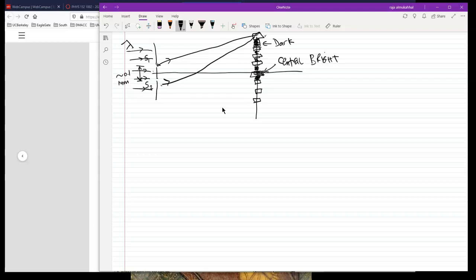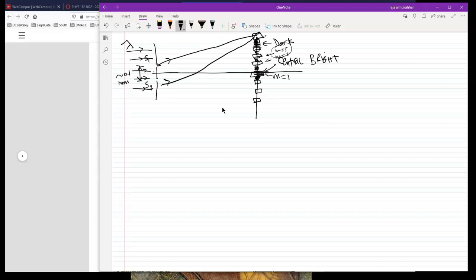Now each bright one we numbered. So the first one here is m equals 1. We call it the order. This is m equals 2, m equals 3, and so on. So that's the order. Which bright spot are we talking about? The third bright, fourth bright, fifth bright, and so on. The dark is the same way: first dark, second dark, and so on. So this is how we number them.